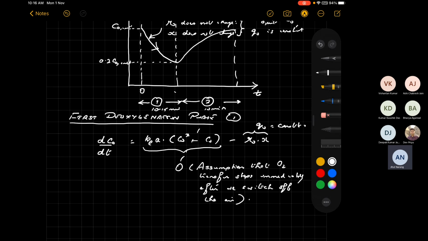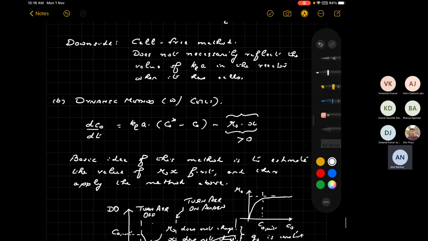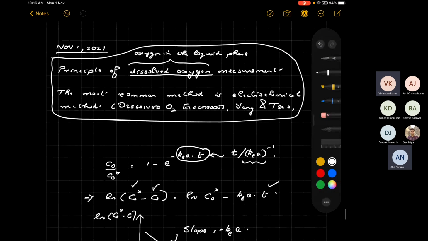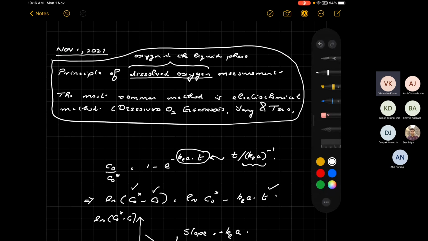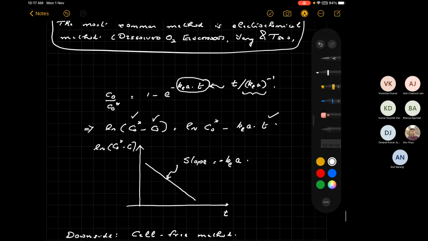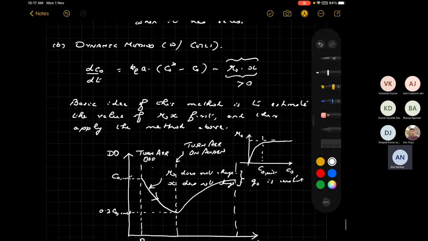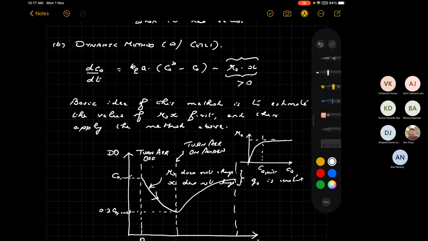Actually, I should point out that a similar assumption is made over here, which is equally troubling, I mean, in the previous case. One more thing: why do we assume R naught X to be constant in the first part? Actually, in this dynamic method with cells, it is constant because you never allow the DO to go down below the critical value of the dissolved oxygen concentration.